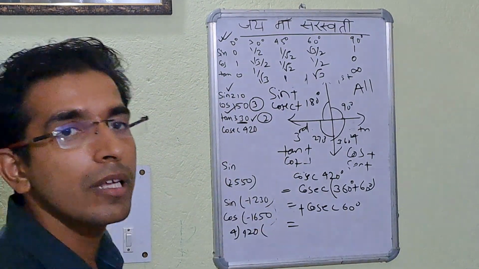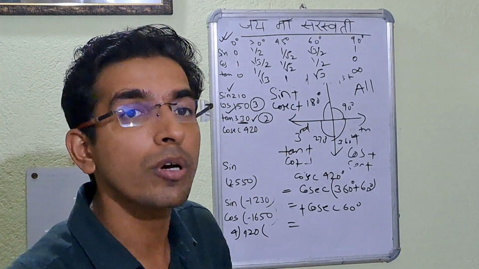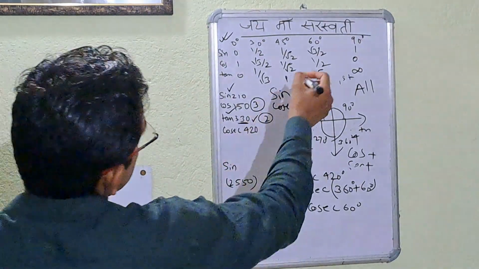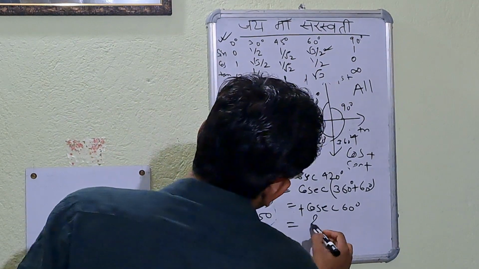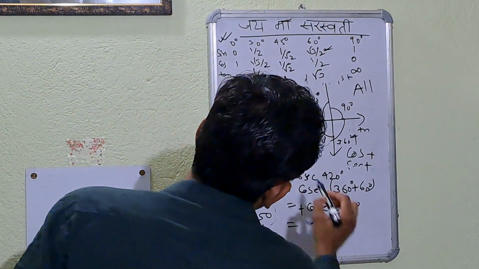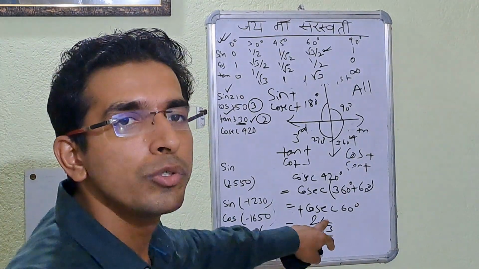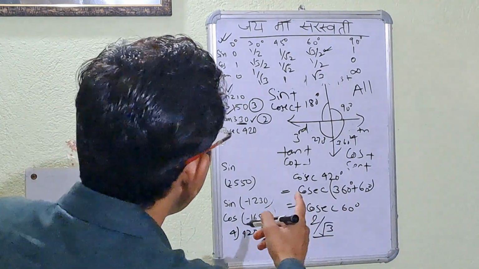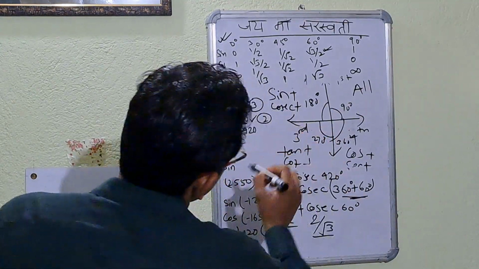Now cosec is the reciprocal of sine 60 degree. Sine 60 degree is root 3 by 2, so the reciprocal of this will be 2 by root 3. So cosec 420 degree has the value 2 by root 3. In this method, we had taken the help of the 360 degree rule.